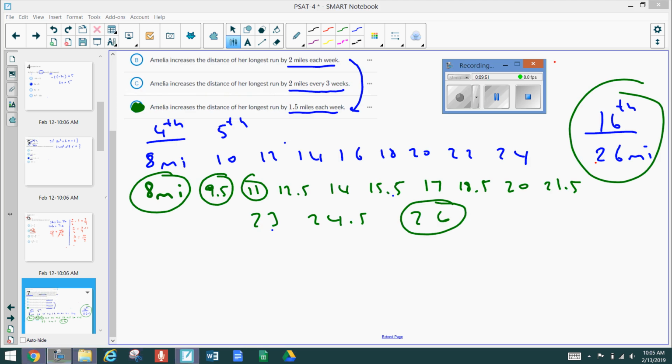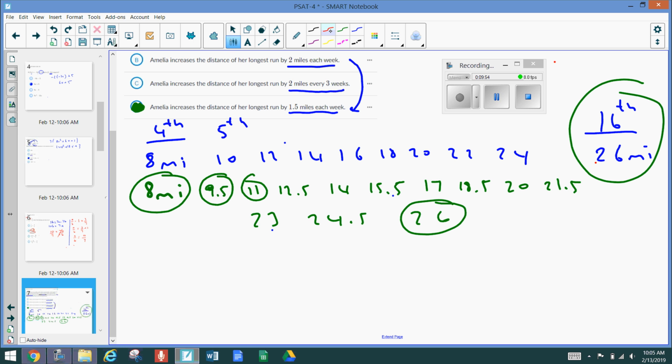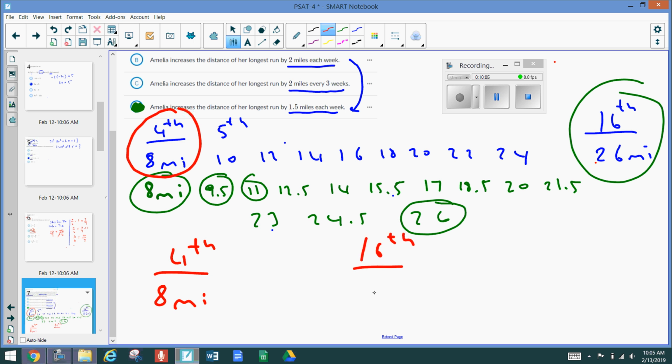The second way, second technique. Fourth week, let me write that down here. Fourth, she ran 8 miles, and then 16th week, she improved to 26. What is the amount of increase? 18 miles, right? What is the improvement? Yes. The improvement is 18 miles.